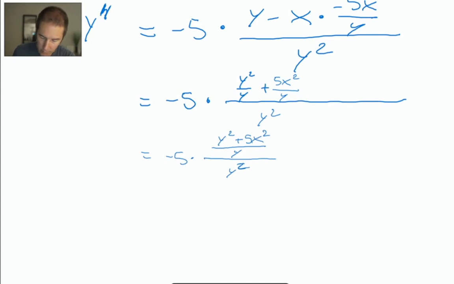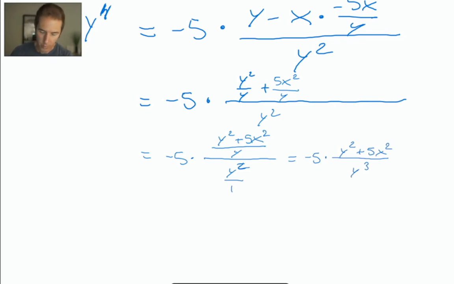Well, I'm pretty sure that if we keep change flip, or if you want to think of this as y squared over 1 and then do a keep change flip, we're going to end up with negative 5 times, I can make this smaller now because it's going to be one fraction, y squared plus 5x squared over y to the third.